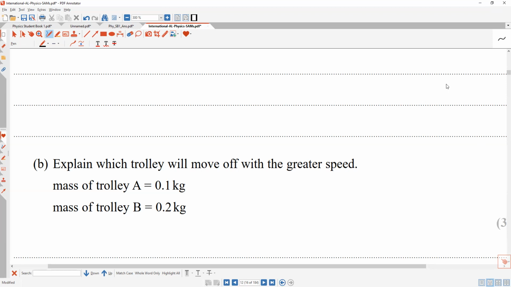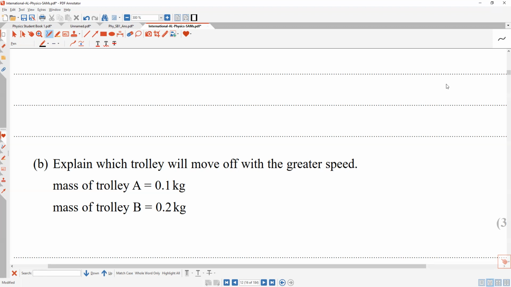You have to say both the trolleys have the same momentum. Yeah, the momentum is constant here. Both of them have the same momentum. Since the mass of A is less, the speed will be more. Understood? You have to talk about the momentum over here.